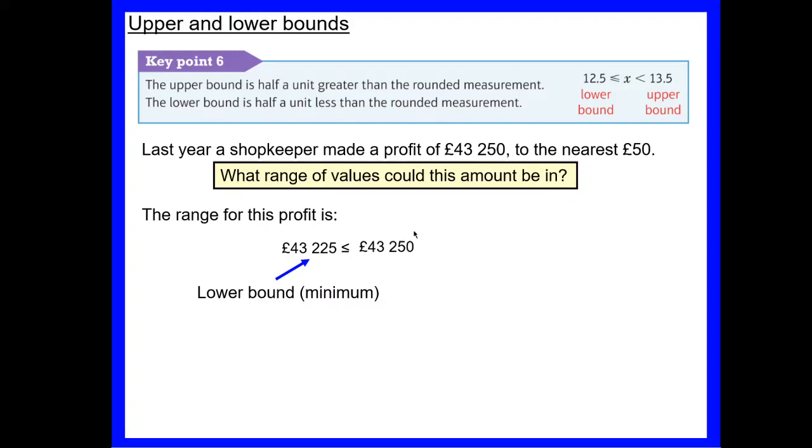And we take our £25 and we add it on to our value. We get £43,275. And that is our upper bound, or the maximum. That is the most amount of money he could have made if he rounded it to the nearest £50. So using our error intervals, we can find our lower bound, our minimum, and our upper bound, our maximum. So you'll hear these words quite often. So often we only actually need one of those 2 values.